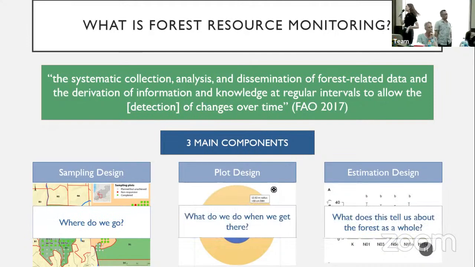Okay, great. So I like to think of sampling design, plot design, and estimation design as answering the questions of where do we go in the forest? What do we do when we get there? And what does this information tell us about the forest as a whole?